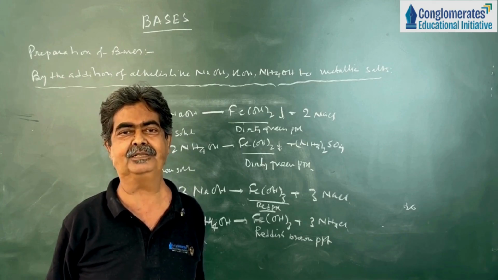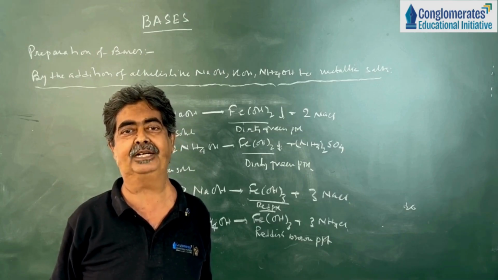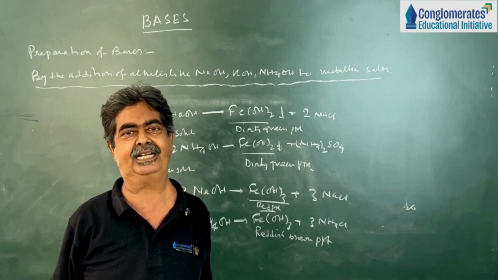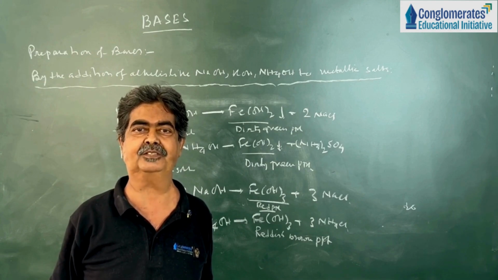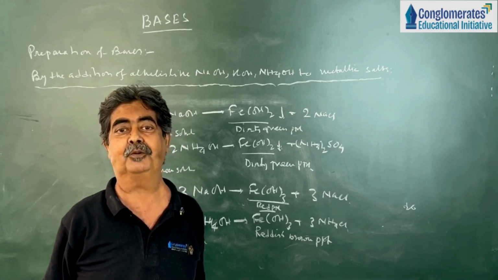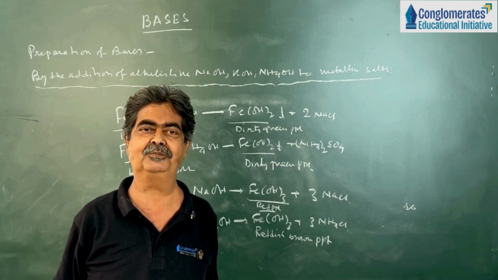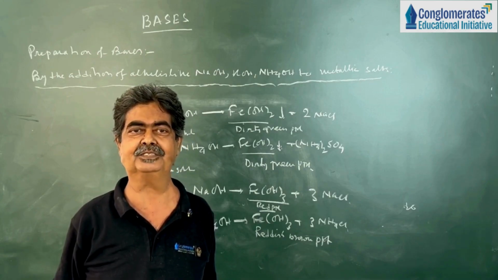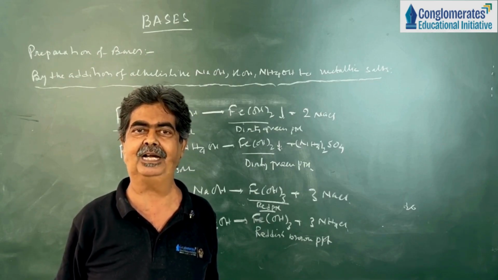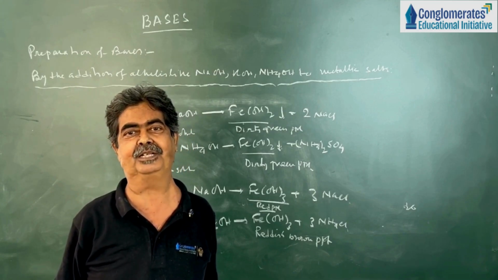And in case of aluminium, the last one, aluminium hydroxide will be formed by the action of sodium hydroxide or potassium hydroxide, and it is soluble in excess of sodium hydroxide or potassium hydroxide to form the respective salts which are soluble in water, known as potassium aluminate or sodium aluminate. But in case of ammonium hydroxide, aluminum hydroxide will be formed by the addition of ammonium hydroxide to aluminum salts, but it is insoluble in excess of ammonium hydroxide.